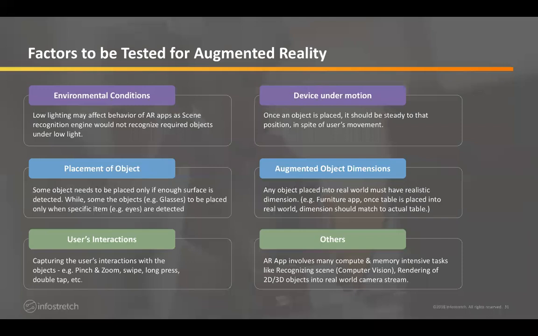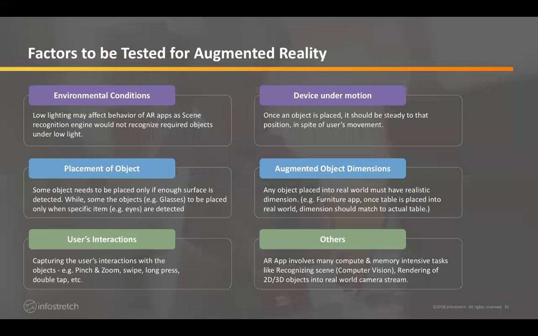Secondly, we have placement of object as well as augmenting object dimensions. Some objects need to be placed only if enough surface is detected, while some of the objects, like glasses, need to be placed only when specific items are detected. Any object placed in the real world must have a realistic dimension. This is for augmenting that object's dimension, understanding where they need to be able to match, similar to that slow cooker that we mentioned previously.